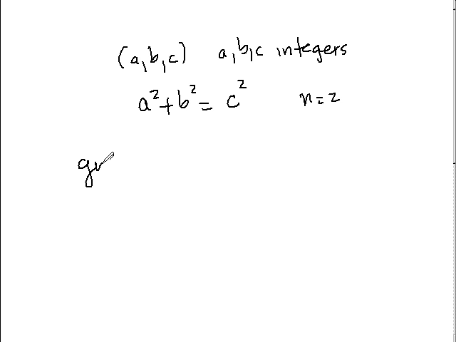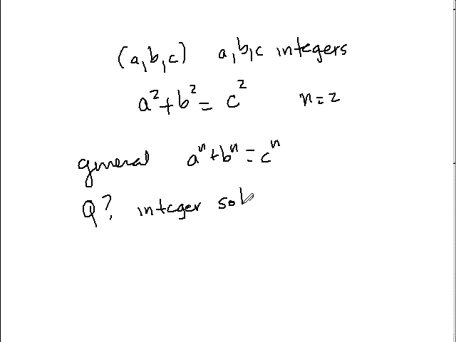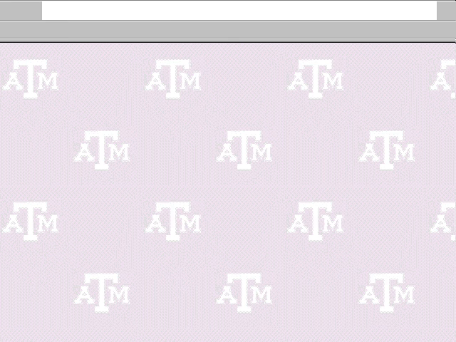And if you set n equals 2 here, in the general case, a to the n plus b to the n equals c to the n, the question is, does this have integer solutions for n bigger than 2? And this is, of course, the subject of Fermat's last theorem. The statement was that it doesn't.